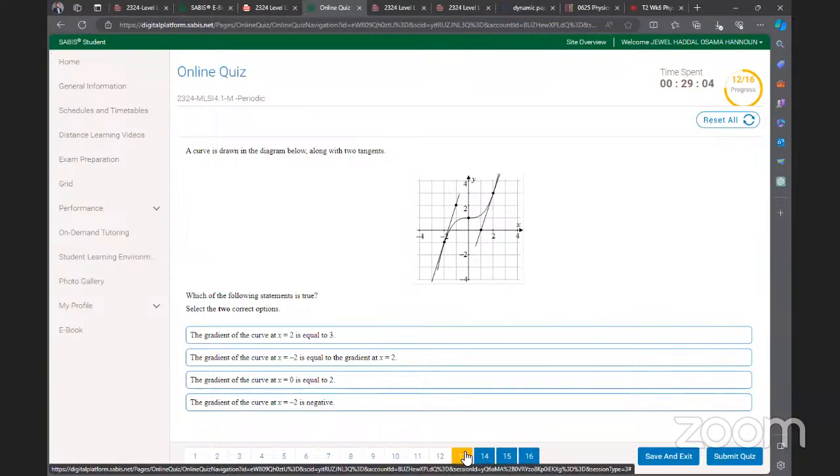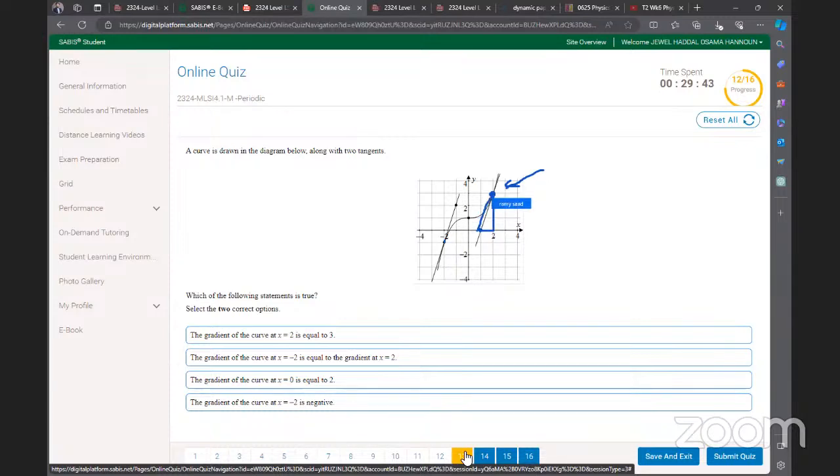Okay, a curve is drawn in this diagram along with two tangents, as you see. Okay, so we see the points of intersections here. This is the first tangent, and the second tangent is intersecting here. Okay, so let's select two correct options. The gradient of the curve at x equal to this one is equal to 3. Great, so let's see. So we have a point and we have another point of this tangent. So I will draw this right angle triangle and do the slope rise over run.